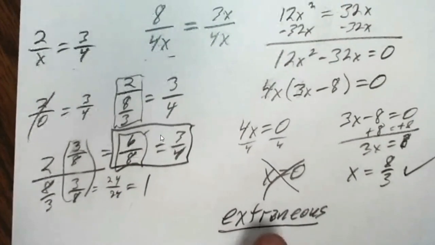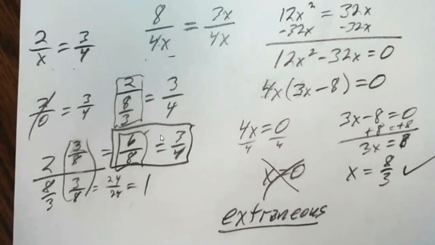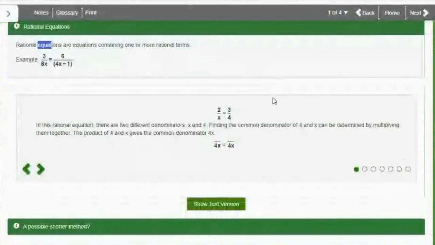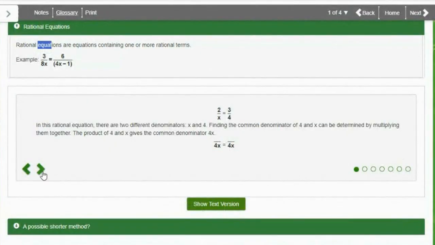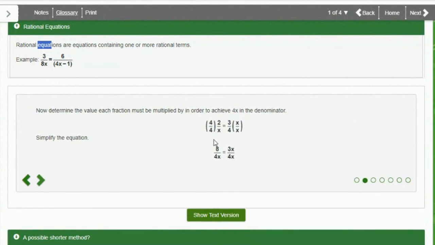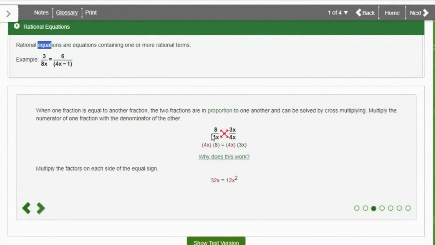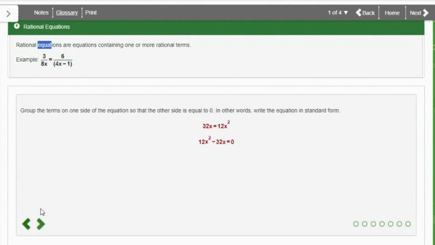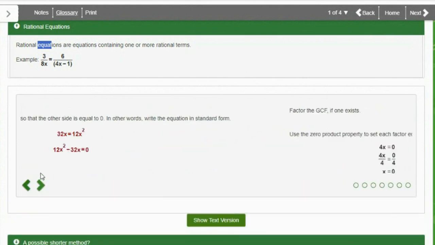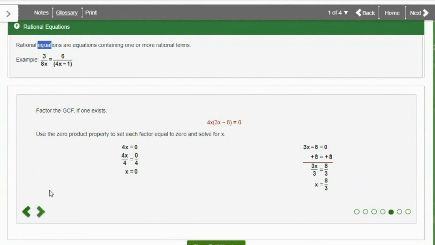So you have to check, because a lot of times you will get an extraneous solution when you are solving any kind of radical expression. And this has the steps. If you click this little arrow here, it says multiply by 4 over 4, x over x. So that gets where we were there. Then they cross multiplied to get 32x equals 12x squared. Then they set it equal to 0 and factored out the 4x like we did to come up with their two solutions, x equals 0 and x equals 8/3.